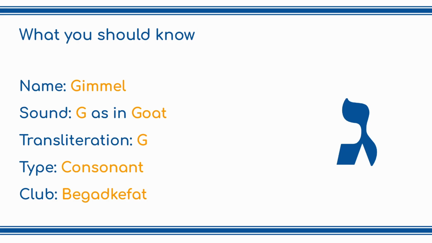Okay, and what other letters are part of clubs? Aleph. Remember, Aleph is part of the Gutturals plus Resh club. I told you I'll keep repeating that. So what are all the clubs you know so far? The Gutturals plus Resh, which Aleph is a part of, and the Begad Kefat club, which Bet and Gimel are a part of. Okay, so this is what you should know going forward.